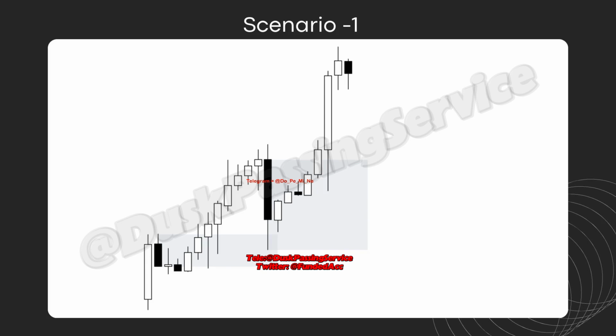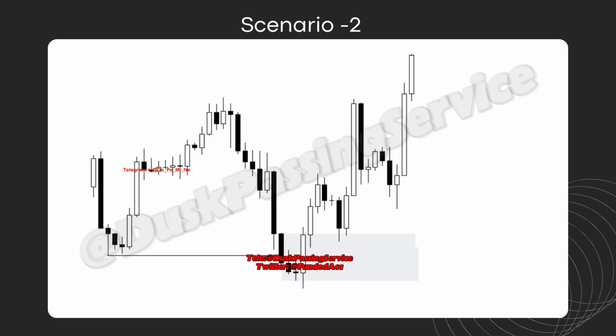Again in this example that I also showed you previously, right, you might have been wondering why I only chose the body of this candle as an order block, and now you know why, because price only closed above the open or the body. That's why I only choose the body as the order block.